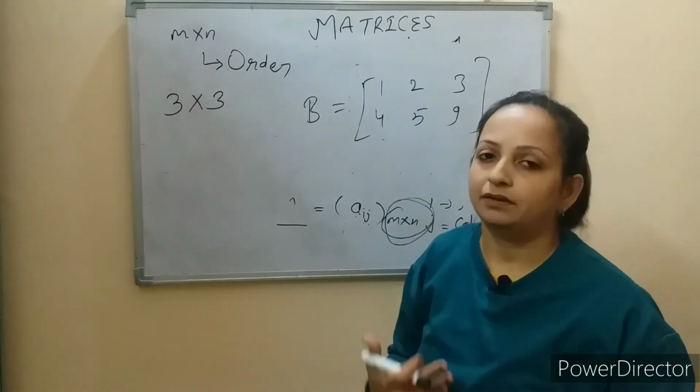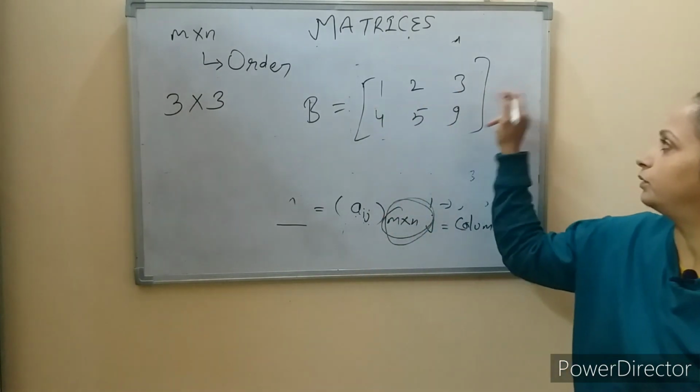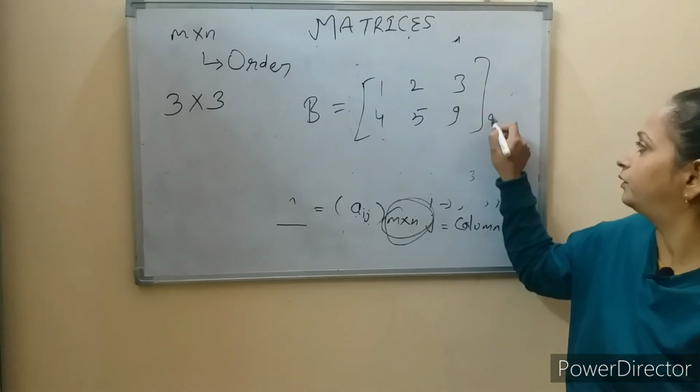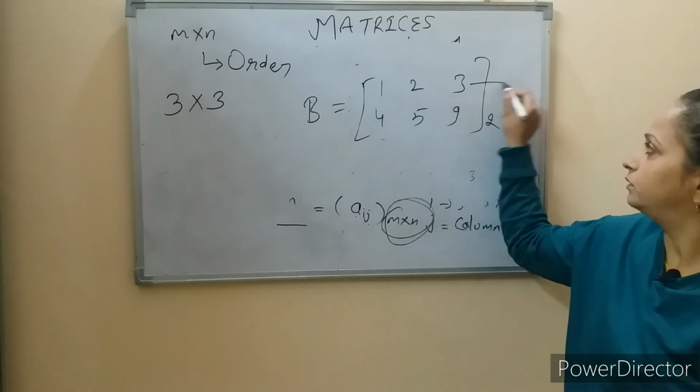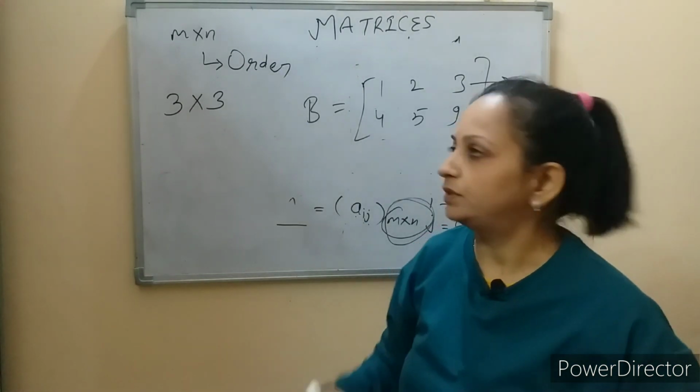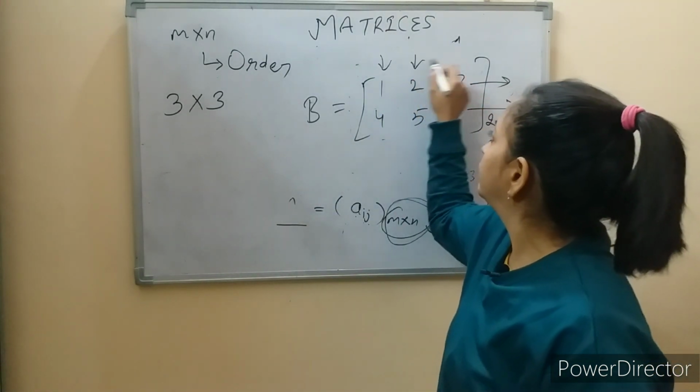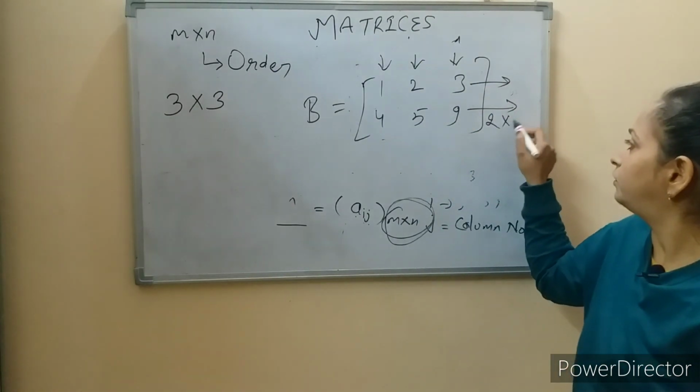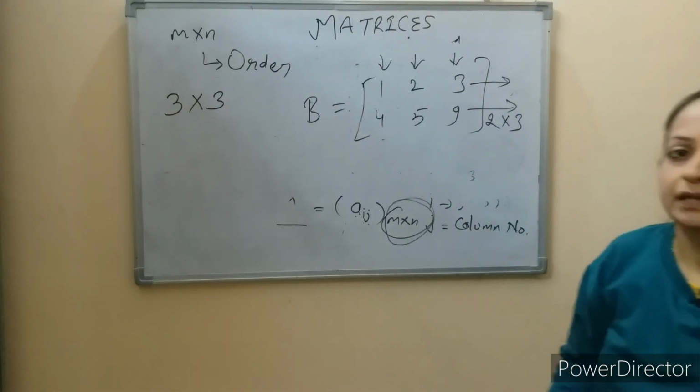And what will be the order? The number of rows. So the total number of rows here are 2. Horizontal lines are rows. So this is my first row and this is my second row. So total there are 2 rows. And how many columns are here? So as we count, there are 3 columns. So the order of the matrix will be 2 by 3.